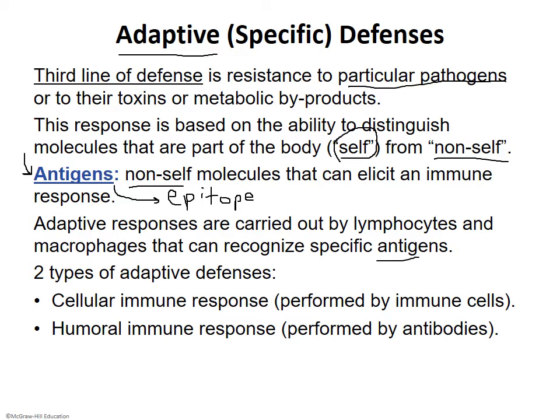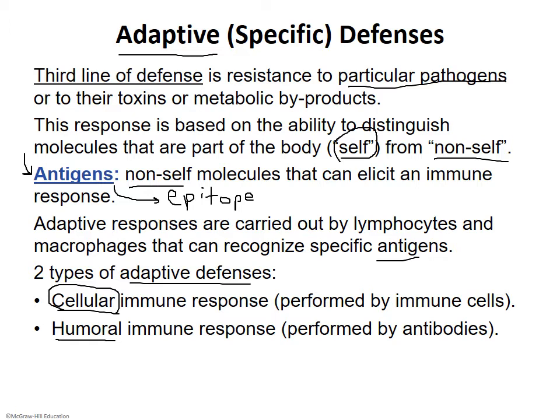There are two types of adaptive defenses. One is called cellular immune response, one is called humoral. All right. Cellular immune response is going cell to cell. It is fighting like a boxer. The cells that do this are going to actually go and engage the other cells and fight. That's why it's called a cellular immune response.